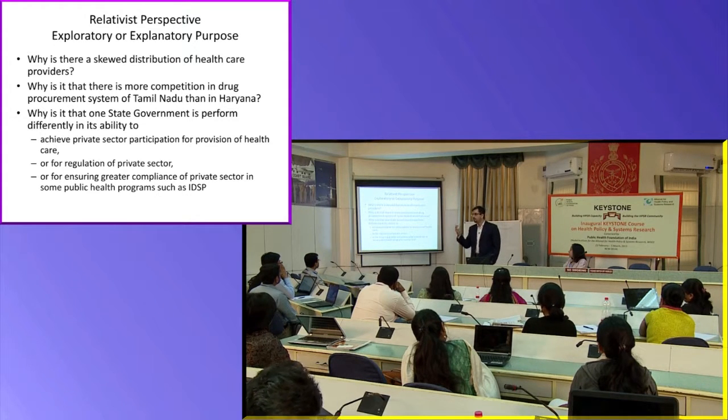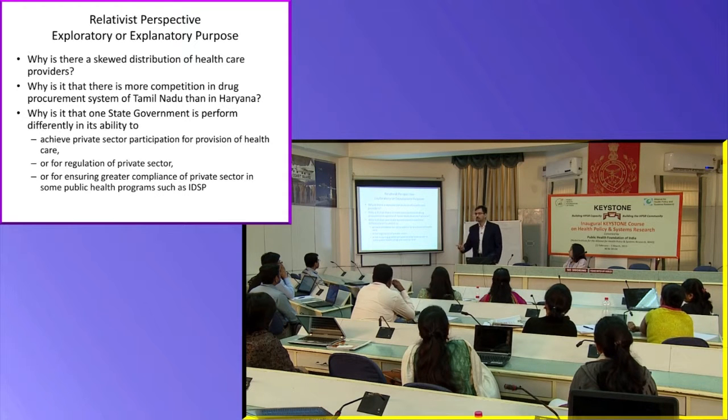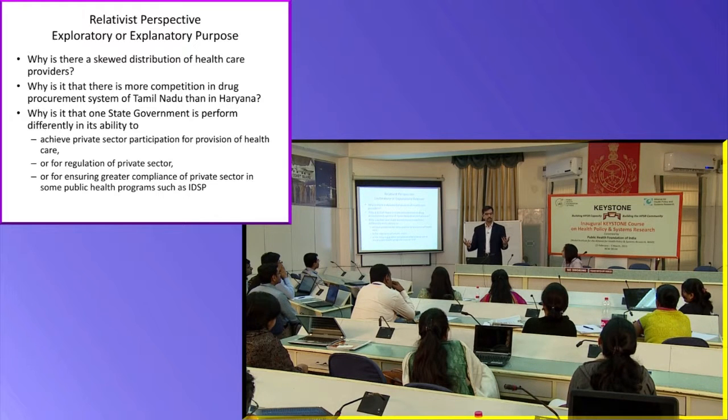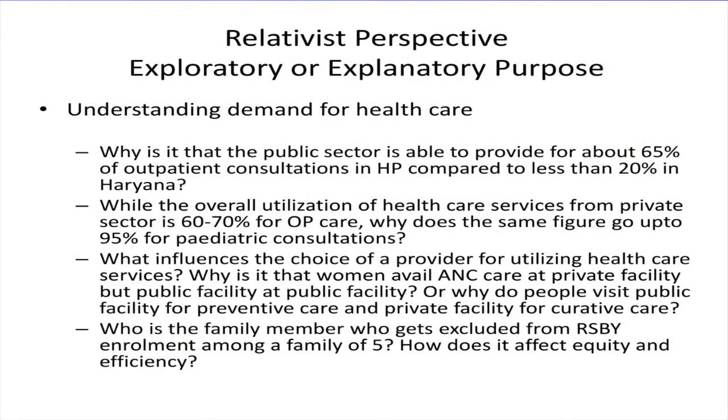Tamil Nadu has a very competitive drug procurement system. Haryana has also introduced a centralized procurement and decentralized distribution system. But why does it not have that kind of competition among the firms who are bidding? What is it that happens in one state which doesn't happen in the other state? Understanding the demand for healthcare: there is a whole lot of questions to be answered in this kind of forum.